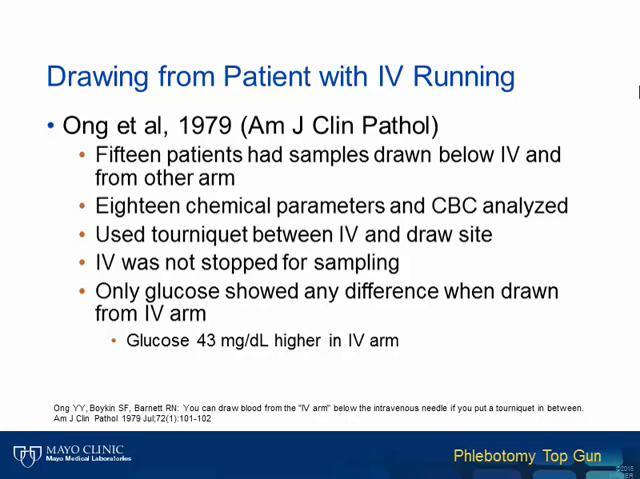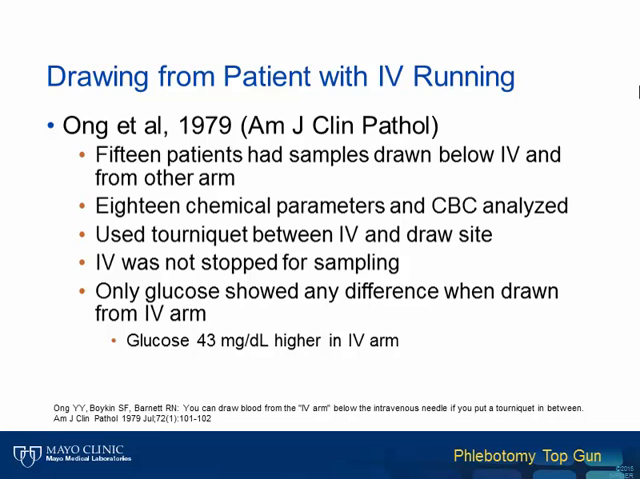The other study cited in the CLSI guidelines is also older, performed in 1979. Using a similar design, the investigators compared chemical and hematological parameters in individuals with a peripheral IV running, either by using a tourniquet between the IV site and the draw site and drawing below the IV, or drawing from the other arm. Again, in this experiment, the below-IV site and other arm were compared while the IV fluid was running.